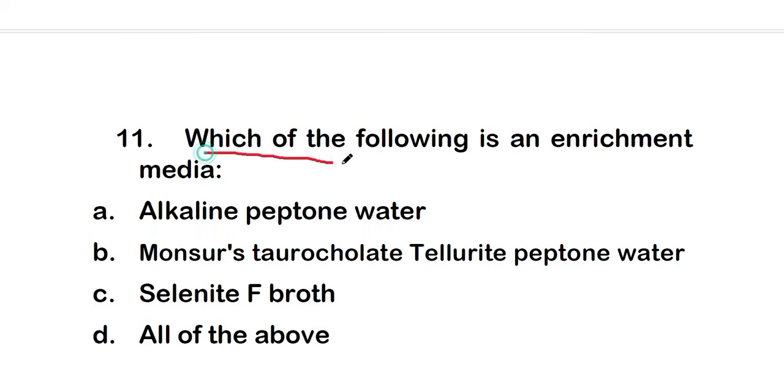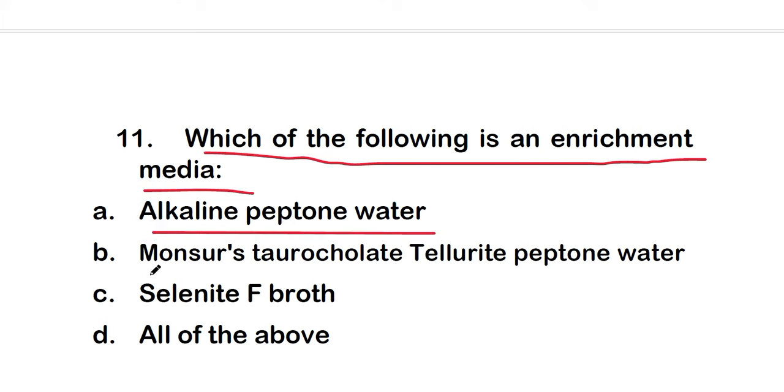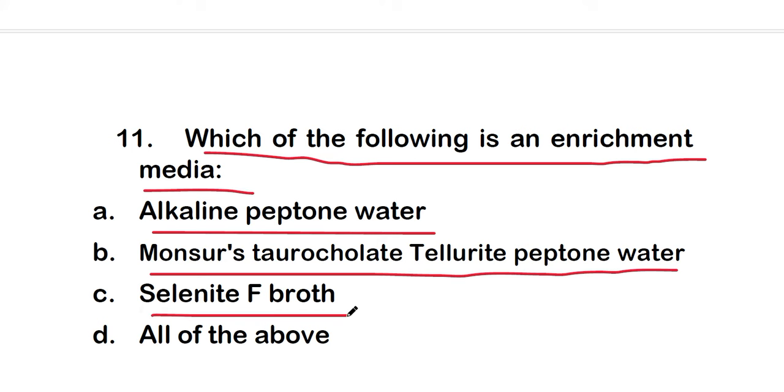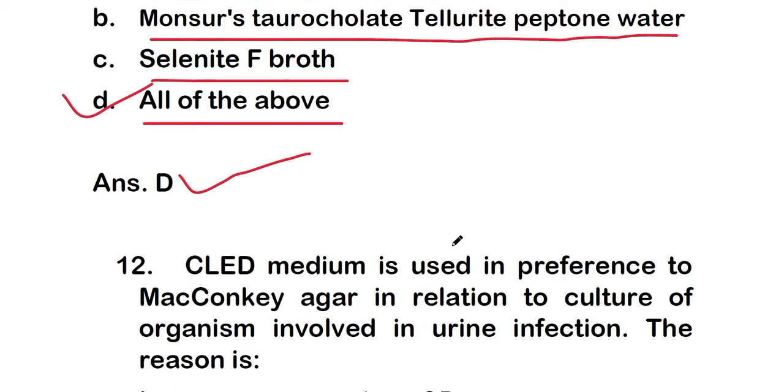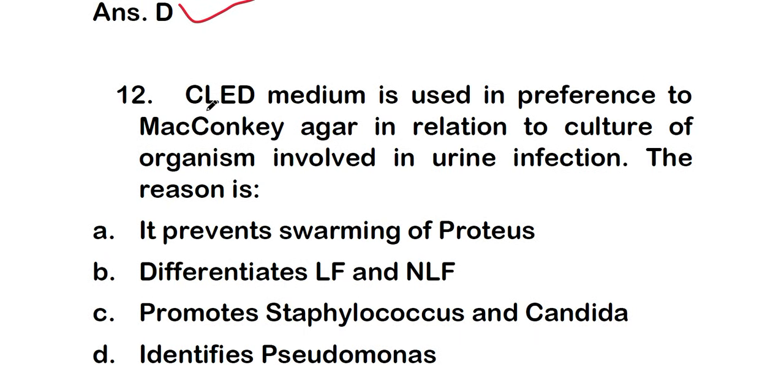Which of the following is an enrichment media? And the options are option A, alkaline peptone water, option B, Monsur's tellurite peptone water, option C, selenite broth, option D, all of the above. And the right one is option D, that is all of the above. These three media, alkaline peptone water, Monsur's tellurite peptone water and selenite broth, are known as enrichment media. Okay, next one is question number 12.